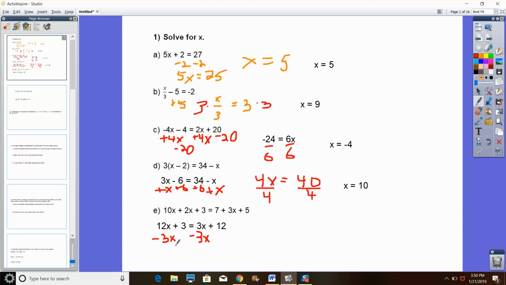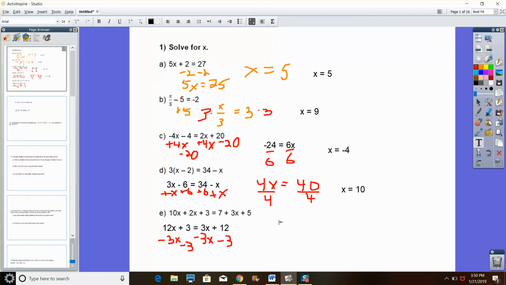negative 3x on both sides, and we're going to subtract 3 from both sides as well to get the constant term to the other side. And then we have our variables over here, so that's going to give us 9x equals 9, which means when we divide both sides by 9, we see that x equals 1.